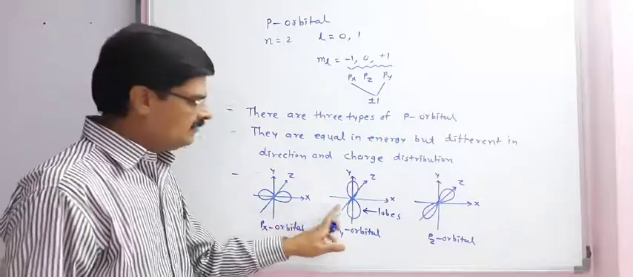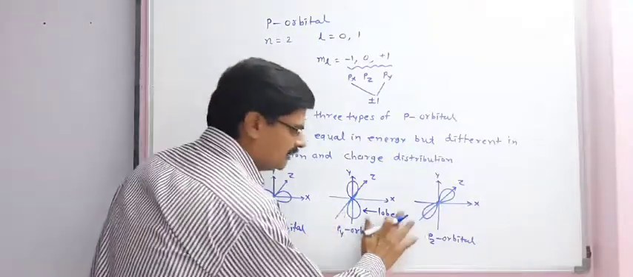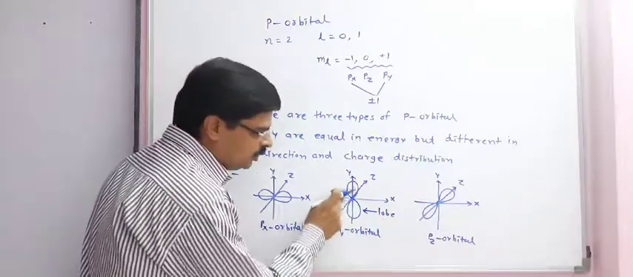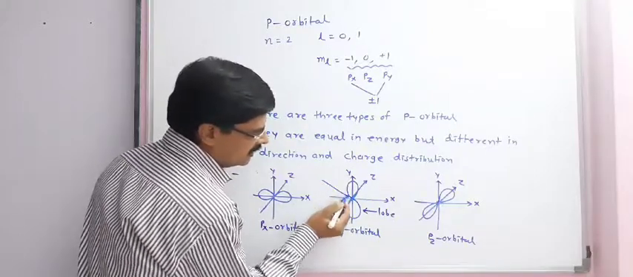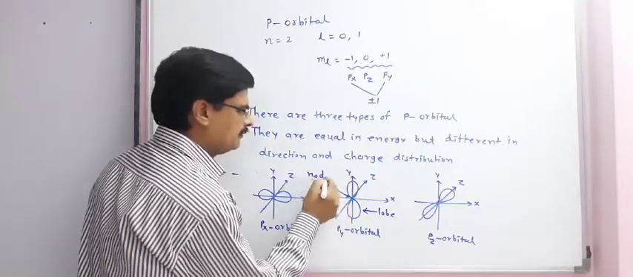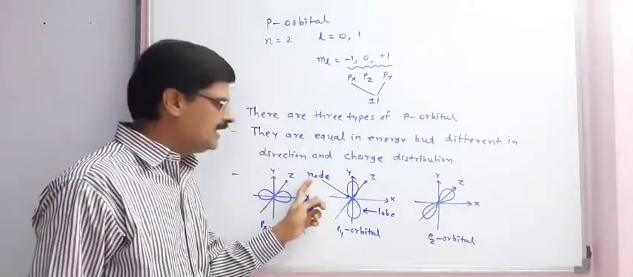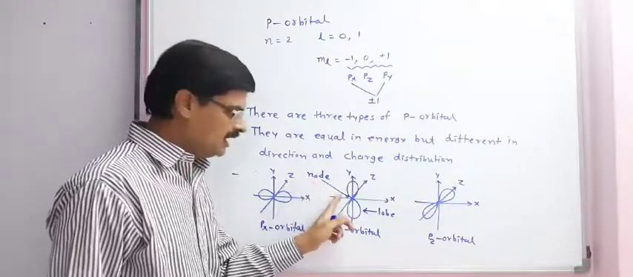Also we have to remember that in Px, Py or Pz, these are said to be lobes. In any diagram, we can consider this portion or this region to be lobe. Now, where the two lobes meet each other, that point is said to be node. This point is said to be node. It means the probability to find electron is 0 near node.